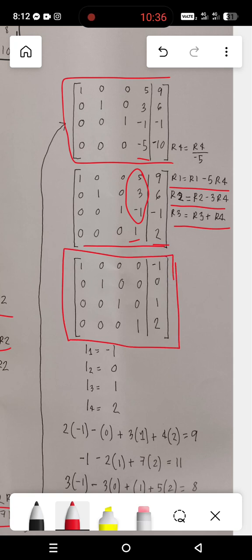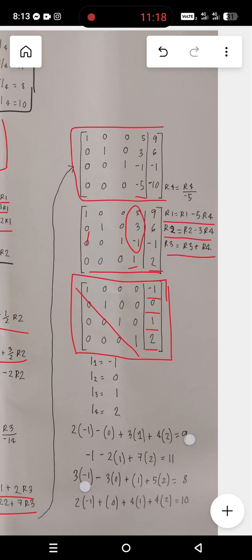And as what you can observe in this matrix, we already have here the main diagonal be equal to 1, and the rest of the values be equal to 0. That means that we already achieved our goal, which is to turn the matrix into its identity matrix form. And which means that we have here the values for L sub 1, L sub 2, L sub 3, and L sub 4, which is negative 1, 0, 1, and 2 respectively.